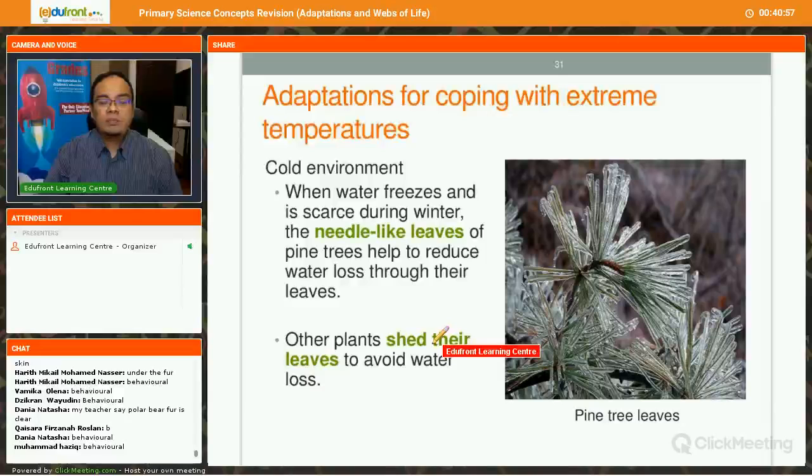Okay, those of you who have been to cold countries that experience winter, or if you see the movies, in winter you tend to see the trees are very dull, very dark. Why? Because the leaves have been shed. The leaves drop off. During winter, what is left is usually just the branches with very little leaves. The reason why it sheds the leaves is to avoid the loss of water during winter.